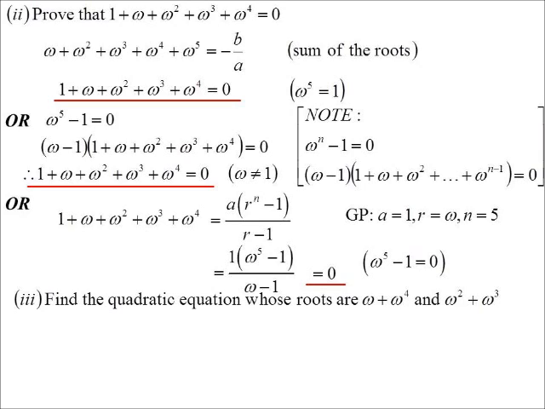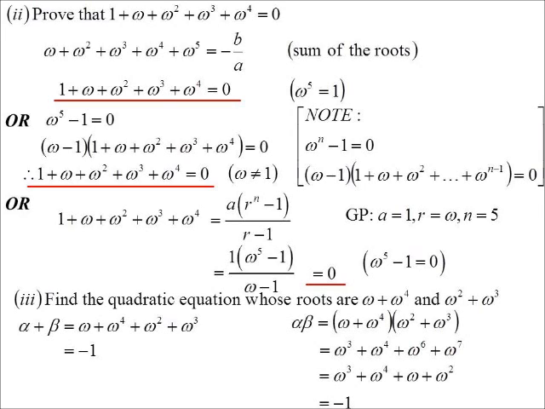I'm going to create a quadratic, so I need to know its sum of the roots. Sum of the roots would be omega plus omega 4 plus omega squared plus omega cubed. But we just proved that 1 plus omega squared plus omega, etc. is equal to 0. So therefore, this expression must equal minus 1. We're just moving the 1 to the other side of what we just proved. So that's the sum of the roots.